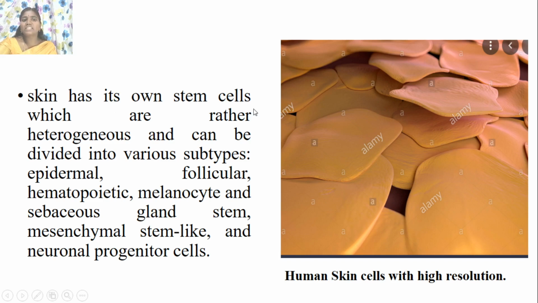Skin has its own stem cells which are rather heterogeneous and can be divided into various subtypes: epidermal, follicular, hematopoietic, melanocyte and sebaceous gland stem cells, mesenchymal, stem-like and neuronal progenitor cells. These are the skin stem cells which have a role in regeneration. This is a picture of human skin cells with high resolution. Here you can see it has a scaly appearance.